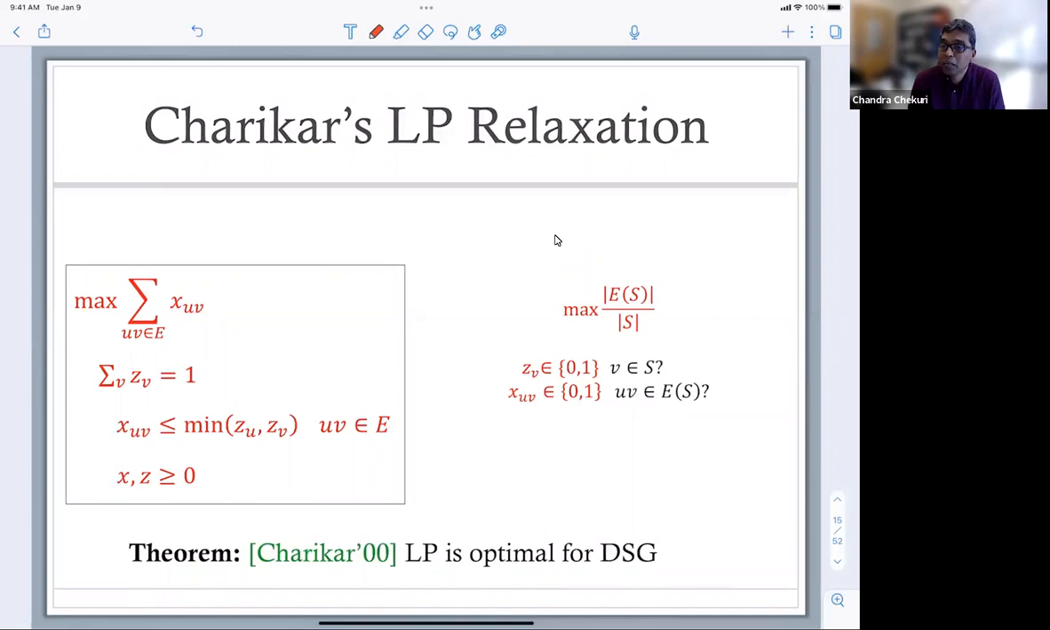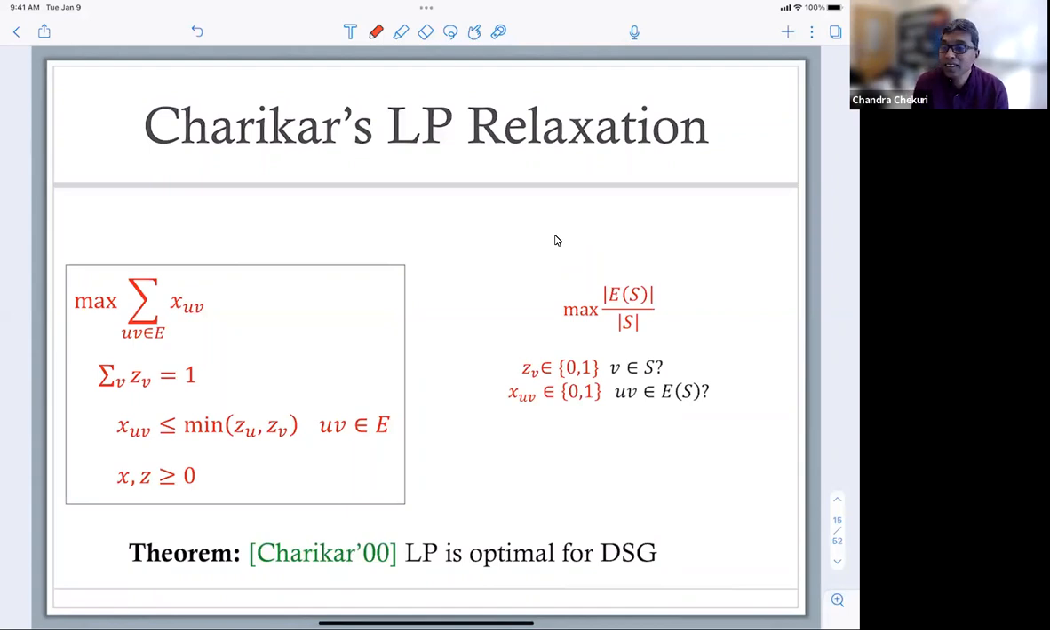Okay, and then I maximize the number of edges I pick because I'm going to normalize the set size to be 1, fractional. Okay, so I hope you see the relaxation, right? That this is an LP relaxation for the densest subgraph problem. Very simple relaxation, right? Any questions on that?